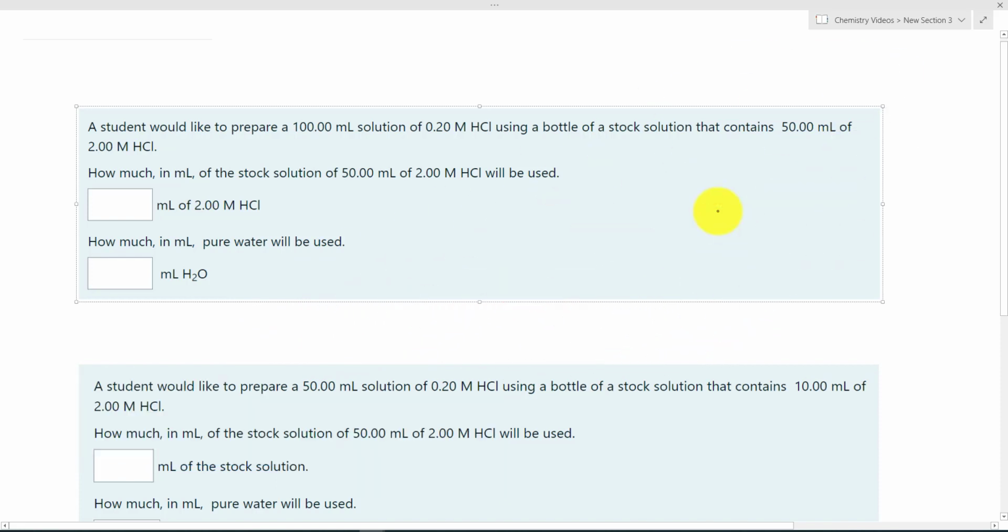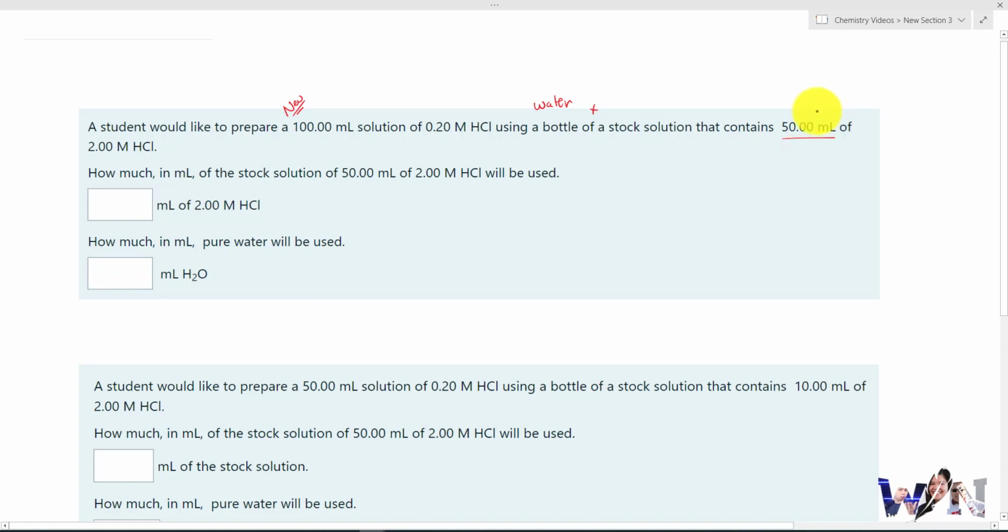In this problem, a student would like to prepare a 100 milliliter solution of 0.2 molarity HCl. So this is our new solution that we want to make, using just water and the stock solution. The stock solution contains 50 milliliters of 2 molarity HCl.